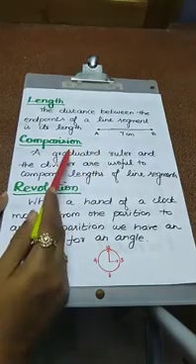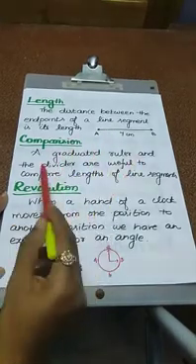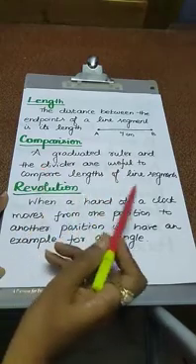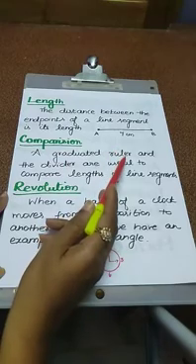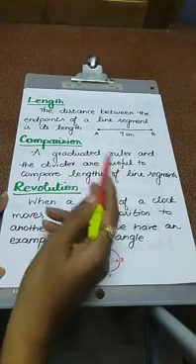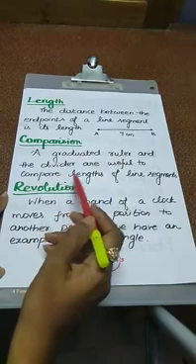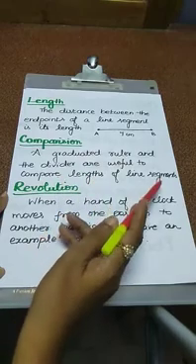The next one, comparison. A graduated ruler and the divider are useful to compare lengths of line segments. Actually, in a geometry box, the ruler and divider are very important. They help us compare the lengths of line segments.